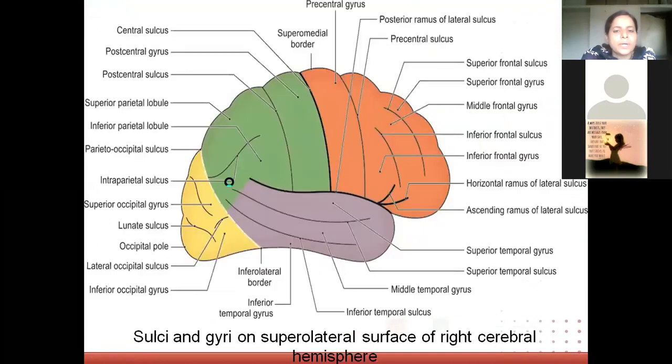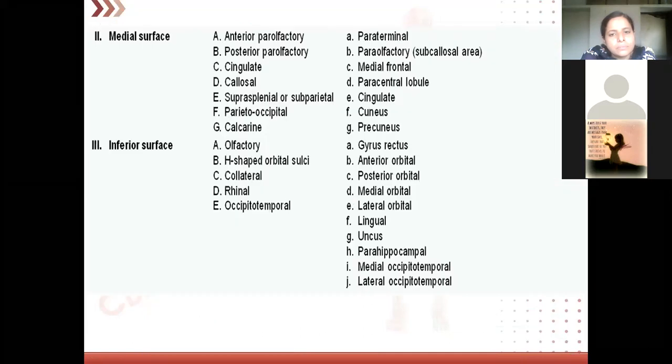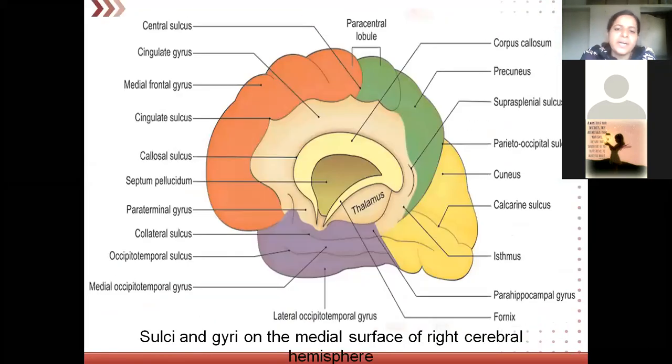Now, you are finding the other views also. This is the medial surface. I want to just finish it off. Though it is not asked, sometimes the medial surface of the cerebrum may also be asked.